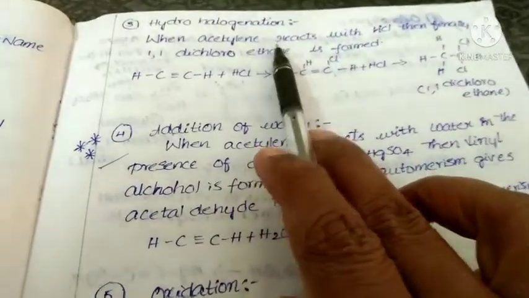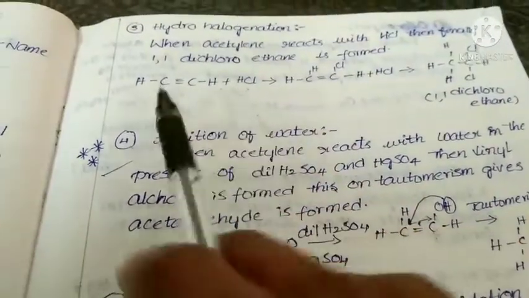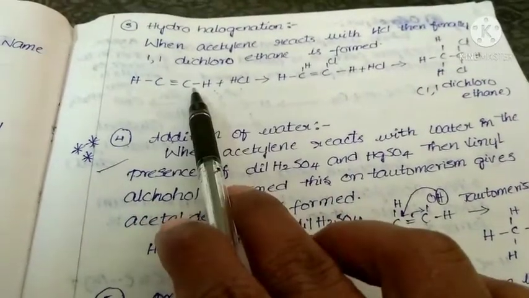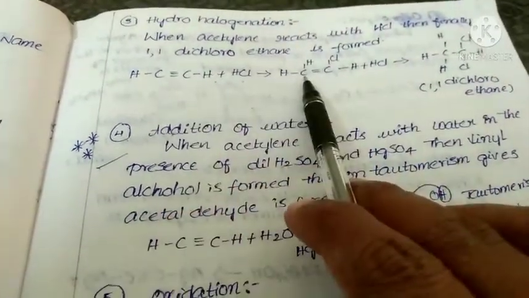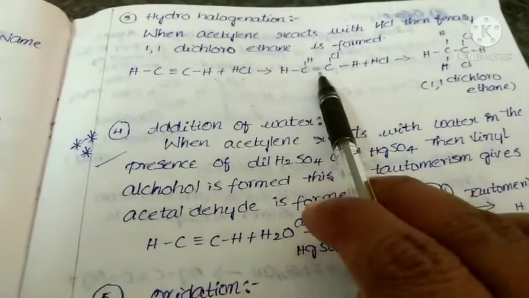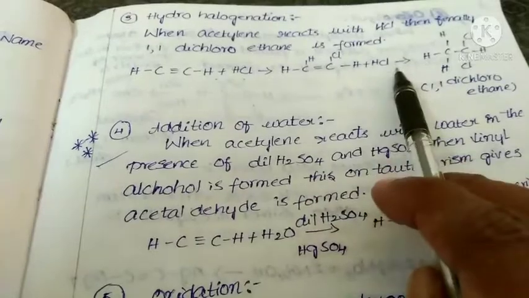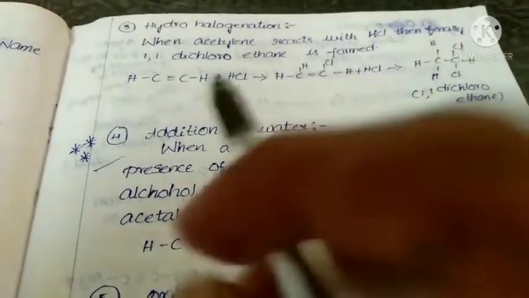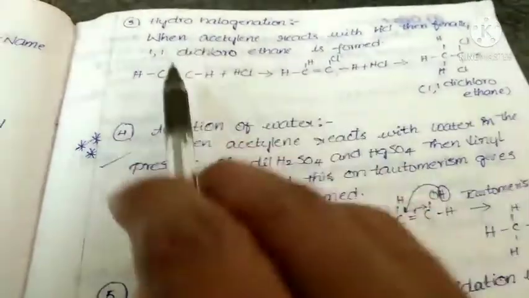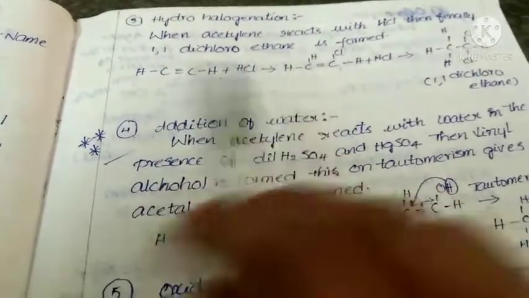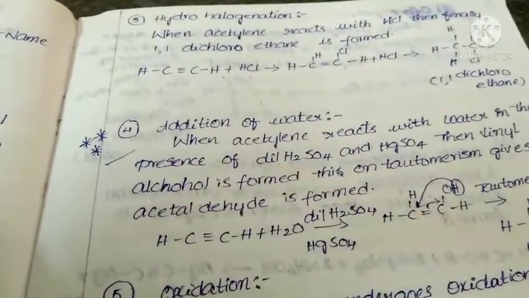Next, hydrohalogenation. That means what? We are adding HCl. See, if hydrogen is added here and chlorine is added here, then we get this compound. Then the triple bond becomes a double bond. So here a double bond is present. Again it can combine with one more HCl. Finally we get this one. But here one important point is that in this case, if hydrogen is added here or chlorine is added here, we get the same product, because this is a symmetrical compound.